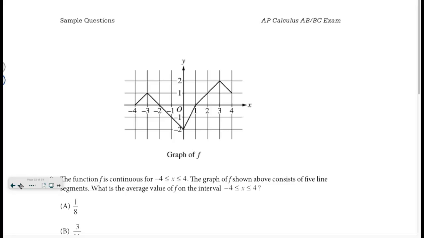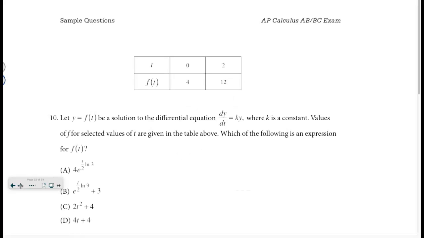We also are good at averaging, I hope. Average value, what's the first thing you write down? An average is a total divided by something, right? And I'd be dividing by 4 minus negative 4, 8. So make sure you put a 1/8 in front of it before you start accumulating area. But that one's not a big issue.